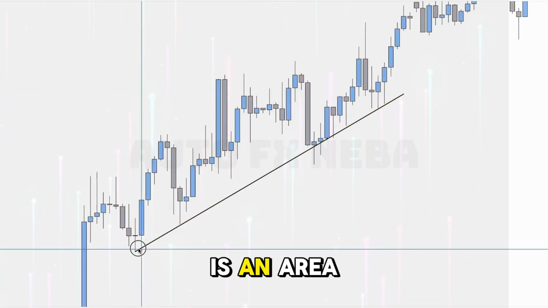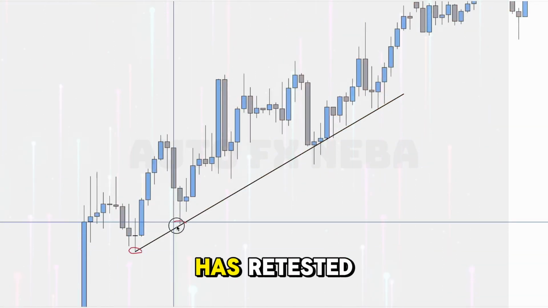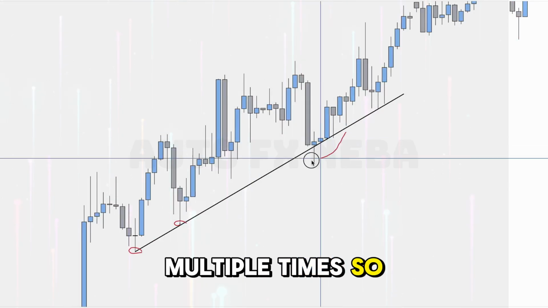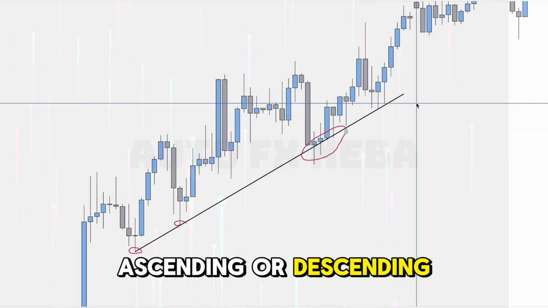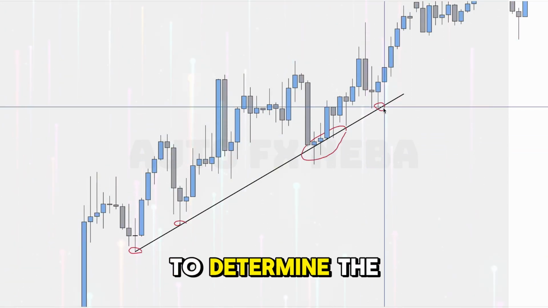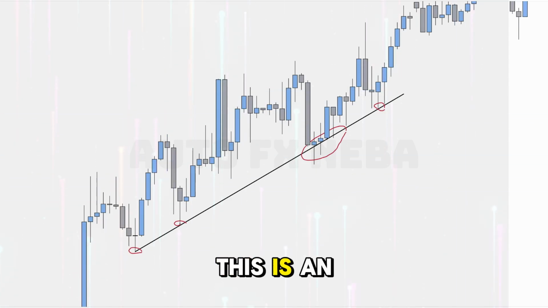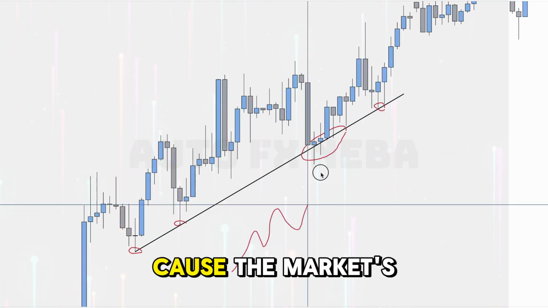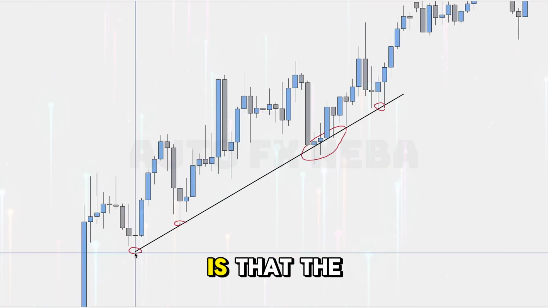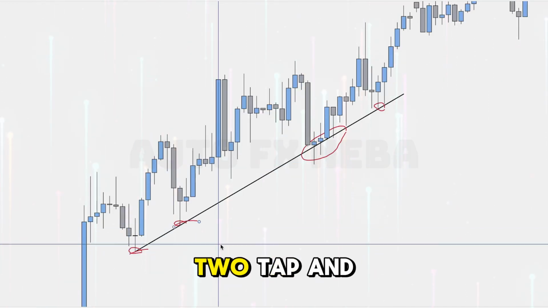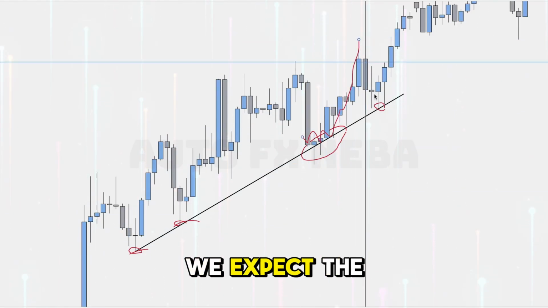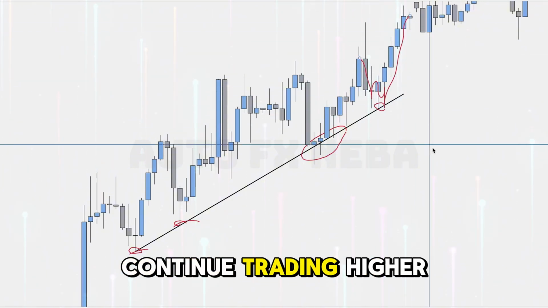A trend line is an area in a market where the market has retested multiple times. So it's basically an ascending or descending price level that is supposed to determine the trend. This is an ascending trend line because the market's going up. The idea here is that the market creates 1 tap, 2 tap, and then any tap after that, we expect the trend line to continue trading higher.